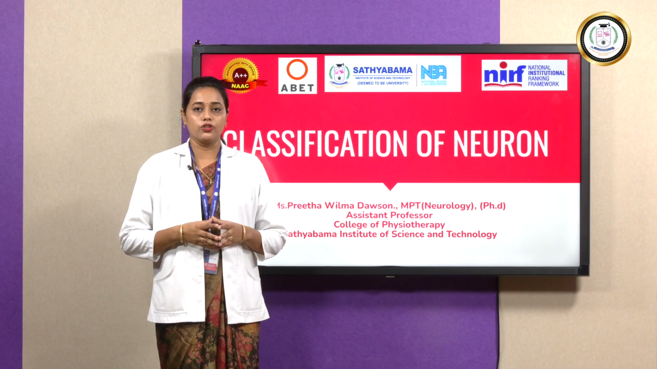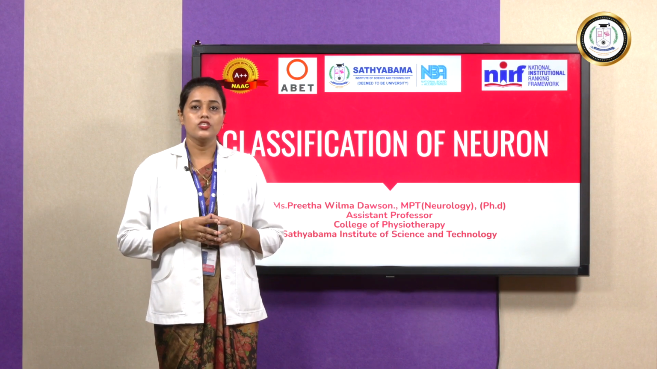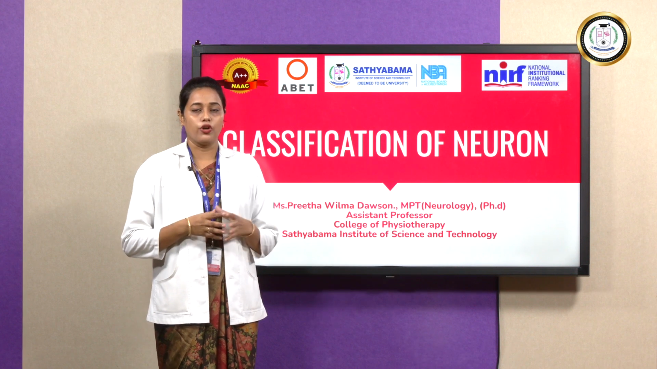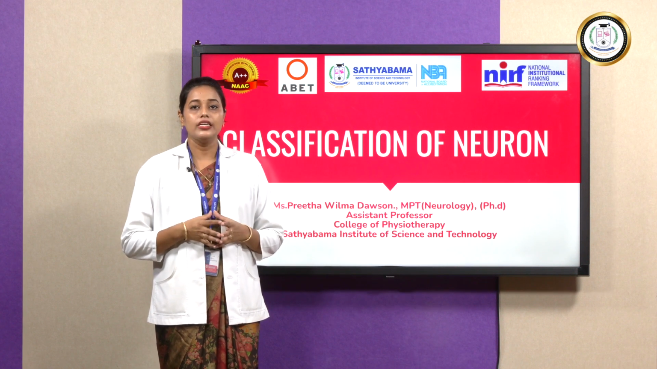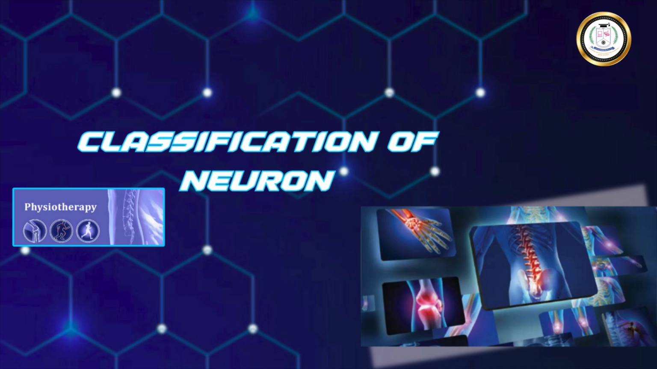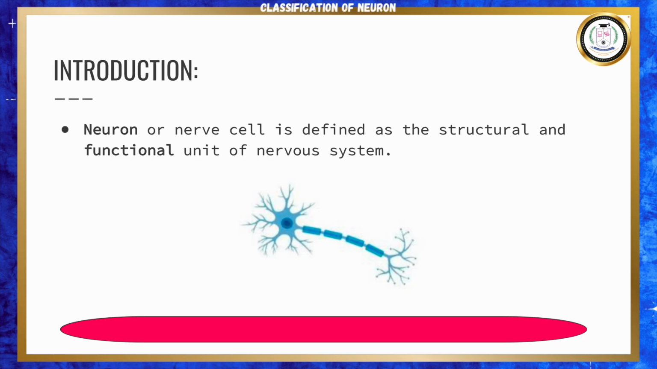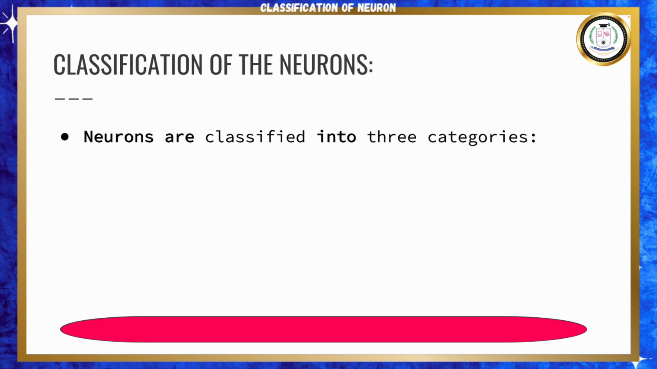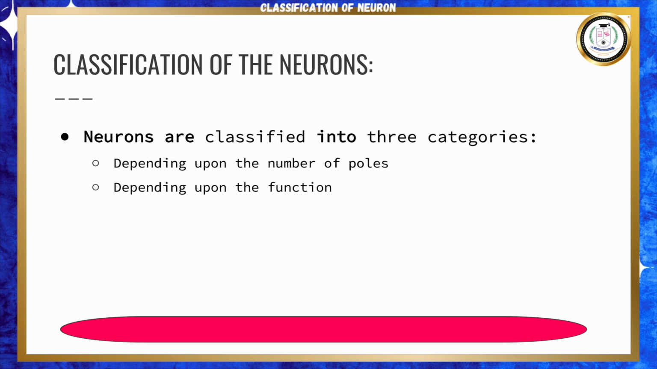In previous videos, we have covered the neuron, its structure and function, and following that, in this video, we will be discussing the classification of neurons. So, we all know that the neuron is the basic structural and functional unit of the nervous system. Neurons are majorly classified into three categories. The first one, depending upon the number of poles. The second one, depending upon the functions. The third one, depending upon the length of the axon.